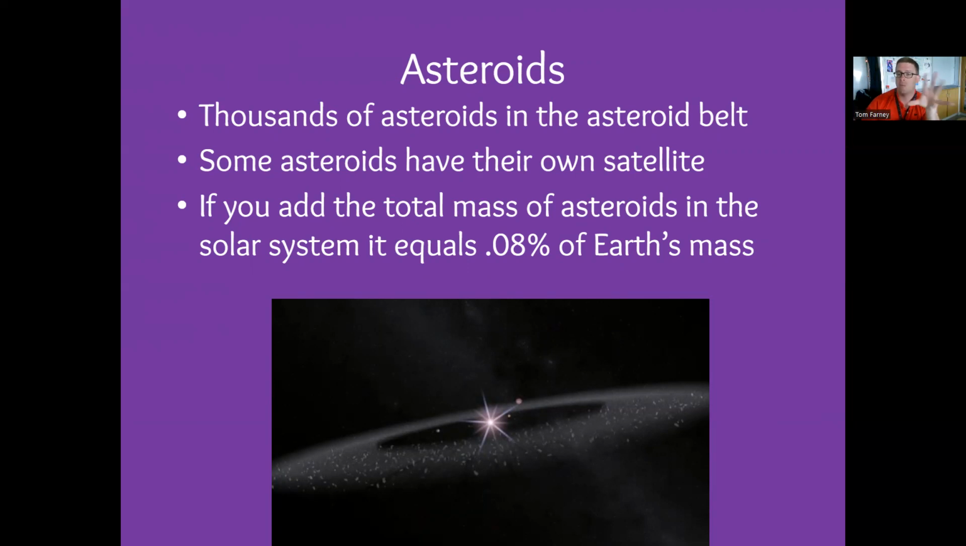If you take the total mass of all the asteroids in the solar system and put it together, it is 0.08% of Earth's mass. So there's a lot of stuff spread out there, but if you combine it all together, it's not even 1/10 of 1% of the mass that makes up Earth. So it's really spread out there.